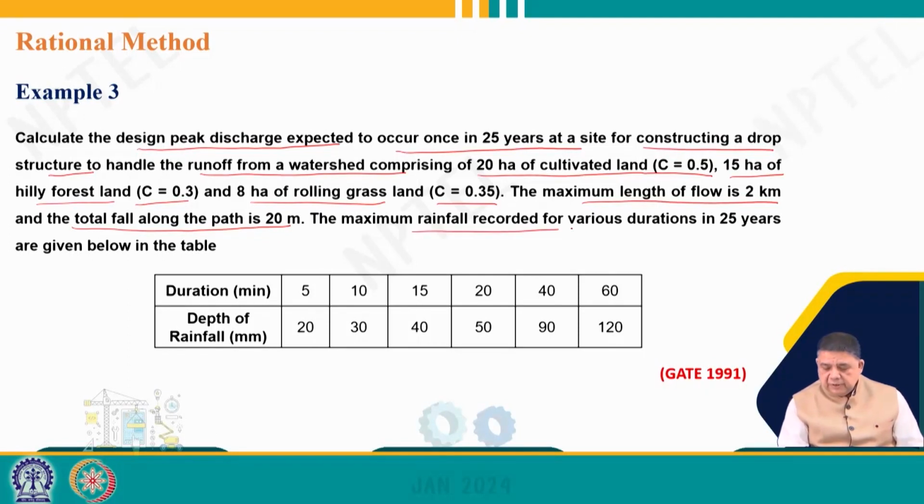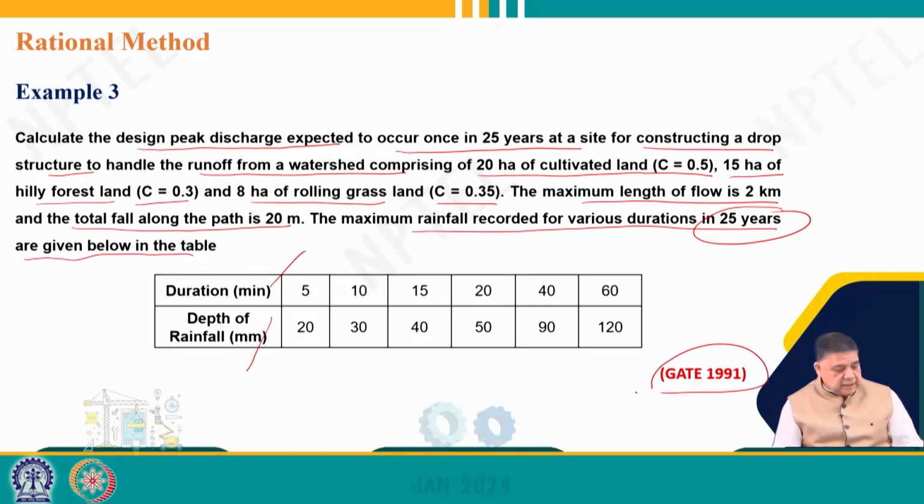The maximum rainfall recorded for various durations over 25 years is given as below. So, duration, each year, depth of rainfall here, that is for the 25 year return period, and this question came in GATE 1991.